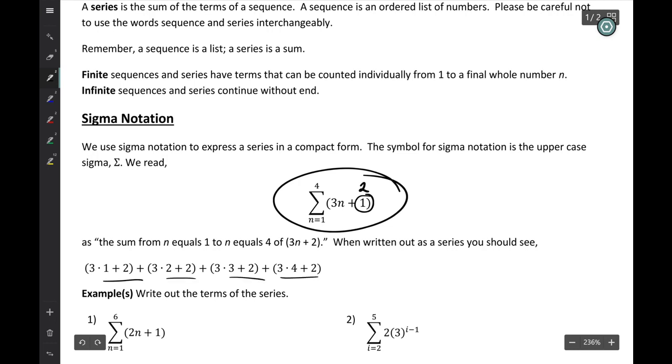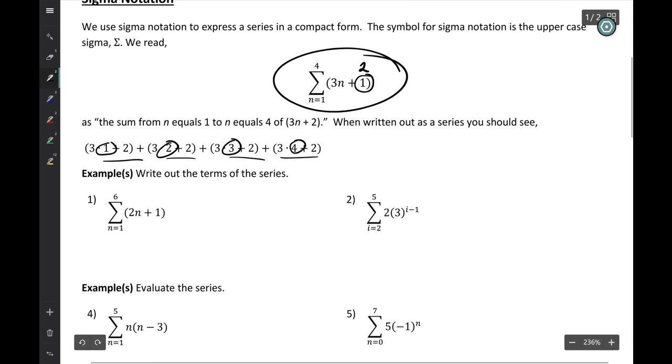So you write it out, and each time you get a new term in the series, you're going to change n from the first value to the next integer value. So 1 right here, and then to 2, and then to 3, and then to 4. And that's going to give you the terms in your series. So we can do this right here.